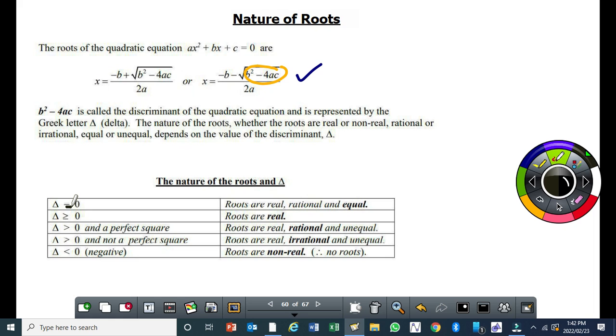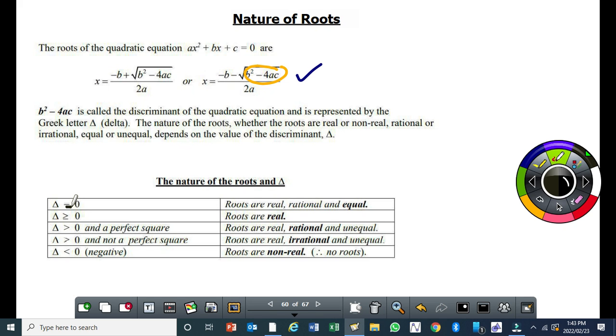Then, if the discriminant is greater than 0, and obviously, if the discriminant is a perfect square, it means you get roots that are real numbers. At the same time, they are rational, and also they will be unequal. Then we have another case where delta is also greater than 0, but delta is not a perfect square. In that case, you get roots that are real. They will be irrational because you can't find the square root of a non-perfect square number. And obviously, the roots will be different or unequal.